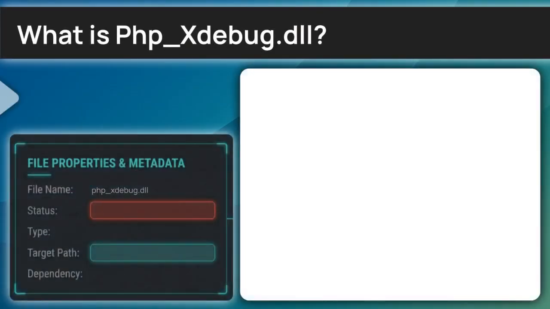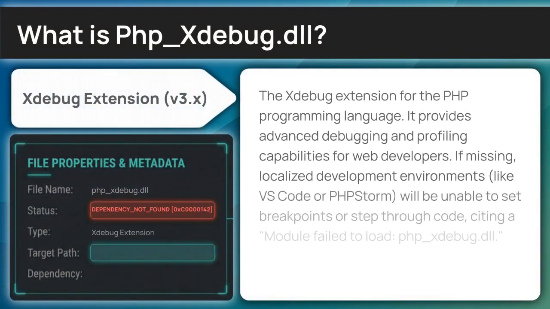This is the PHP Xdebug module, the Xdebug extension for the PHP programming language. It provides advanced debugging and profiling capabilities for web developers. If missing, localized development environments like VS Code or PHPStorm will be unable to set breakpoints or step through code, citing a module failed to load PHP Xdebug DLL.